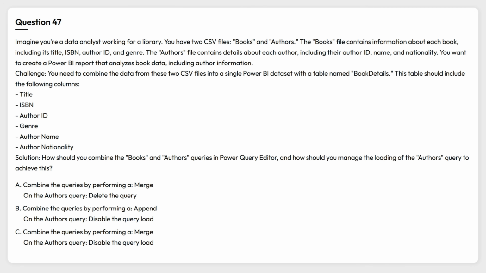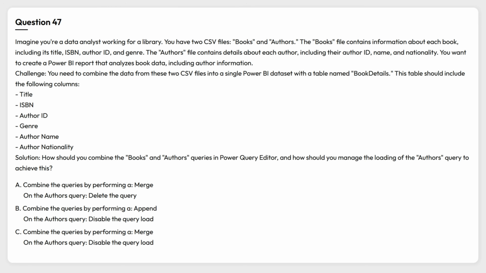Question number 47. Imagine you are a data analyst working for a library. You have two CSV files, books and authors. The books file contains information about each book, including its title, ISBN, author ID, and genre. The authors file contains details about each author, including their author ID, name, and nationality. You want to create a Power BI report that analyzes book data, including author information.